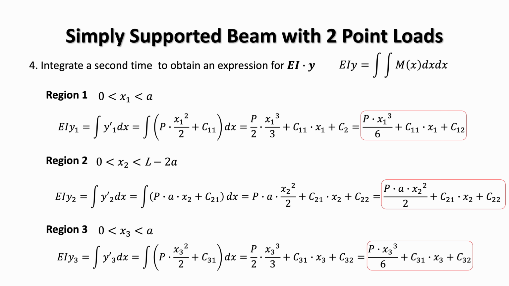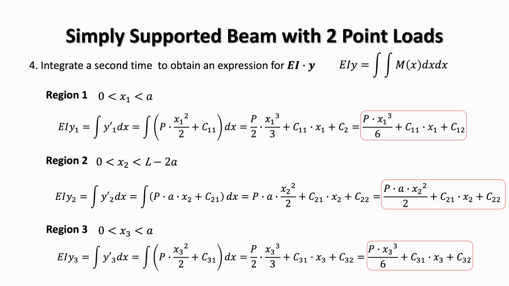In region 2, our slope was pax2 plus C21, and integrating that with respect to x2 gives us pax2 squared over 2 plus C21 times x2 plus C22. And finally, in region 3, the slope was px3 squared over 2 plus C31, and integrating that with respect to x3 gives us px3 cubed over 6 plus C31 times x3 plus C32.